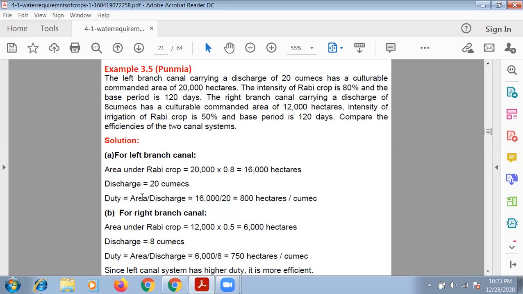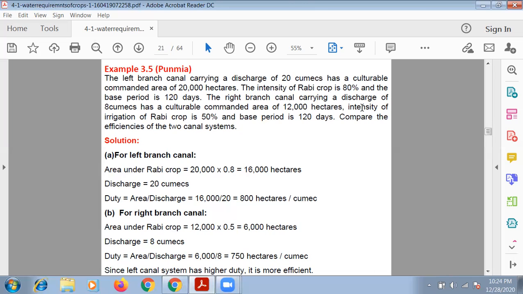So duty is nothing but area divided by discharge. So the area is 16,000 divided by the discharge, 20. So it is 800 hectares per cumex. Similarly, calculate the same thing for the right branch canal. So for the right branch canal, it is 12,000 hectares.